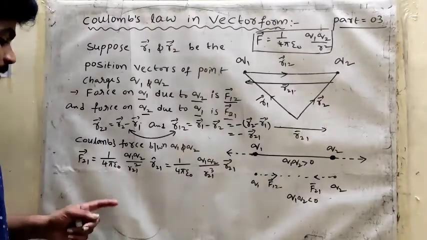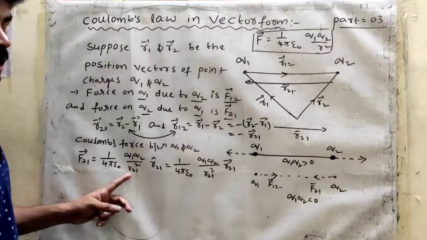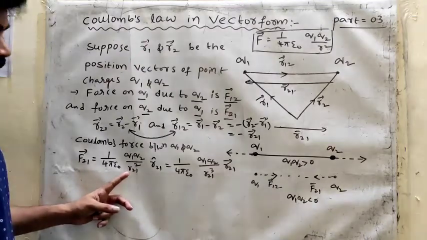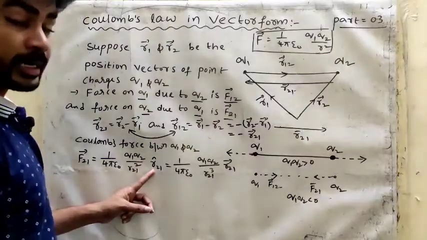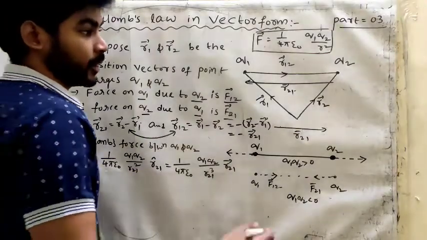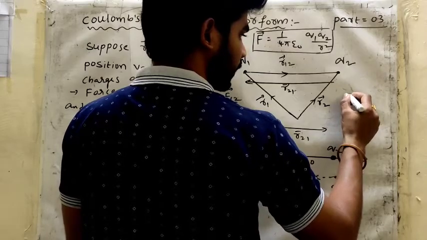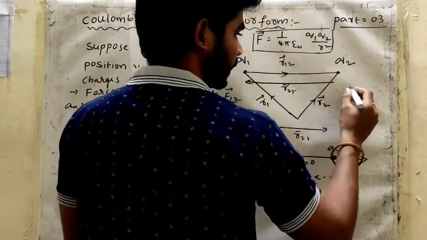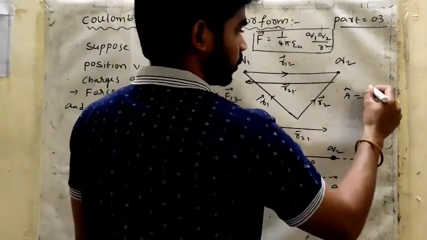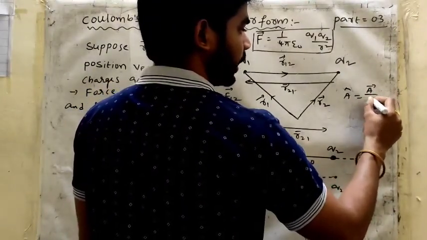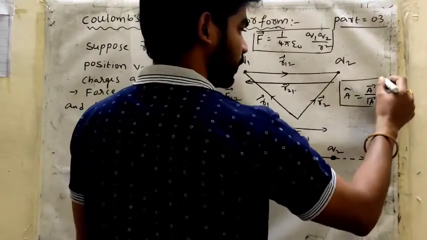That Coulomb's law only we are discussing: 1 by 4 pi epsilon naught q1 q2 by r square. So now position vector, r21 square. So I am multiplying here one unit vector. What is the unit vector formula? The general formula: we denote unit vector a cap is equal to a bar by magnitude of a bar. Okay, this is the unit vector formula.